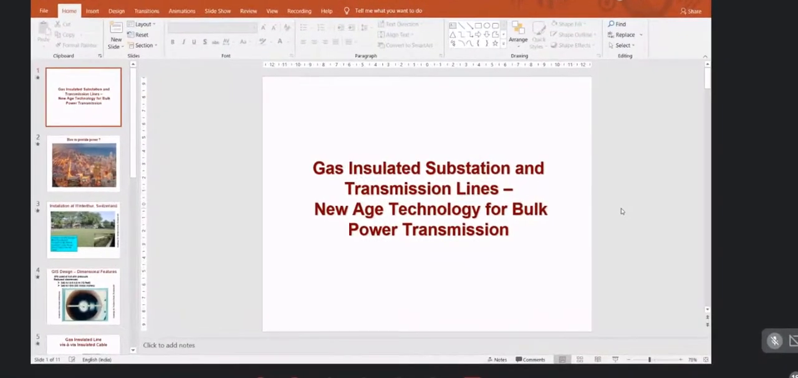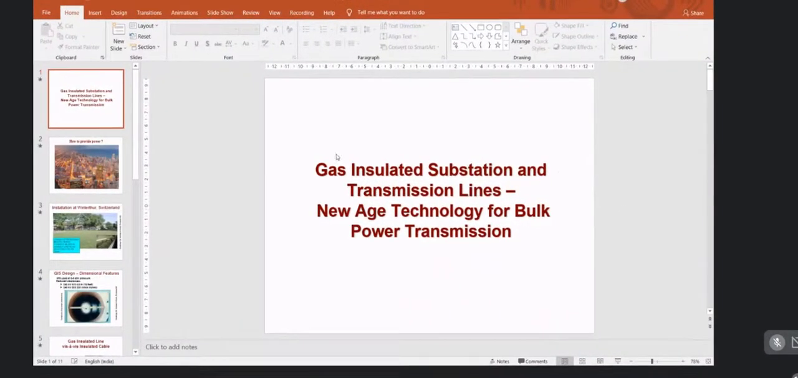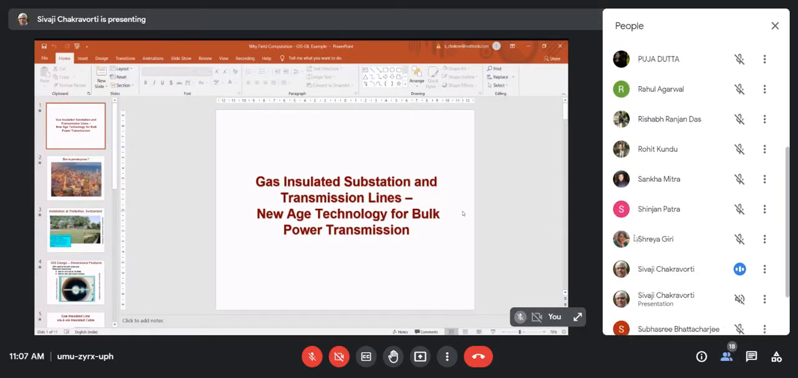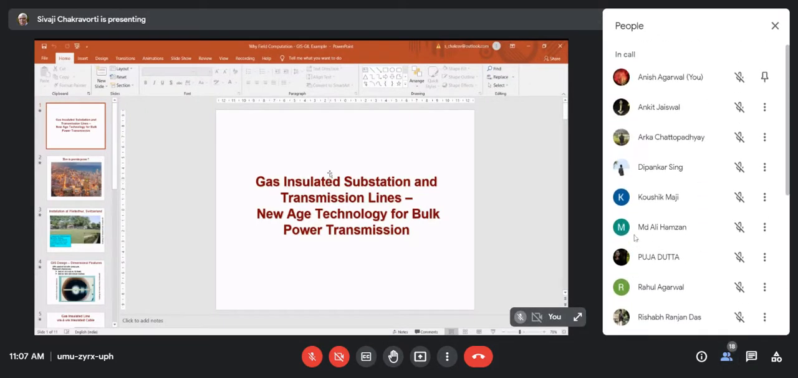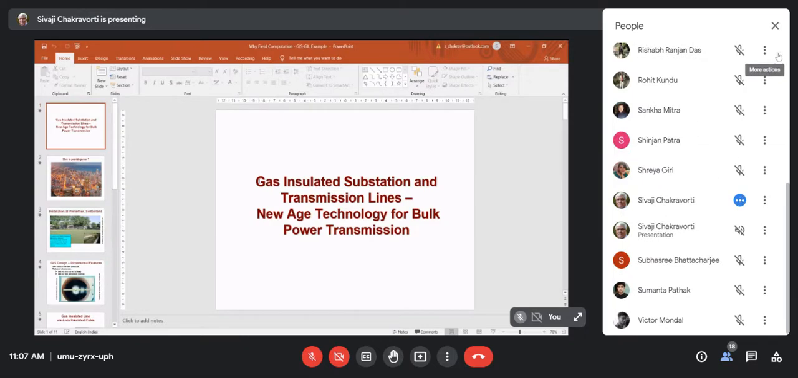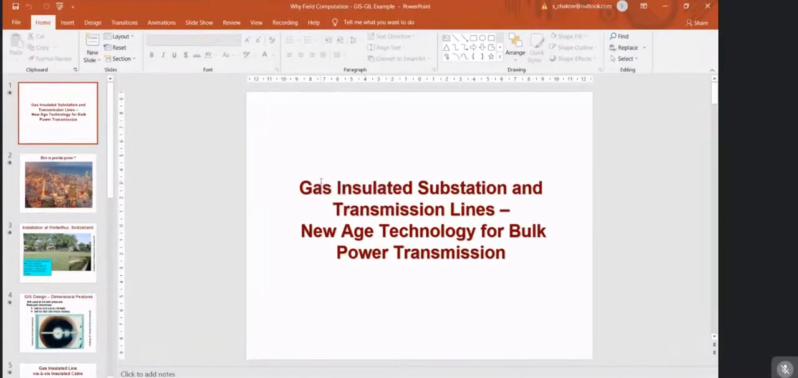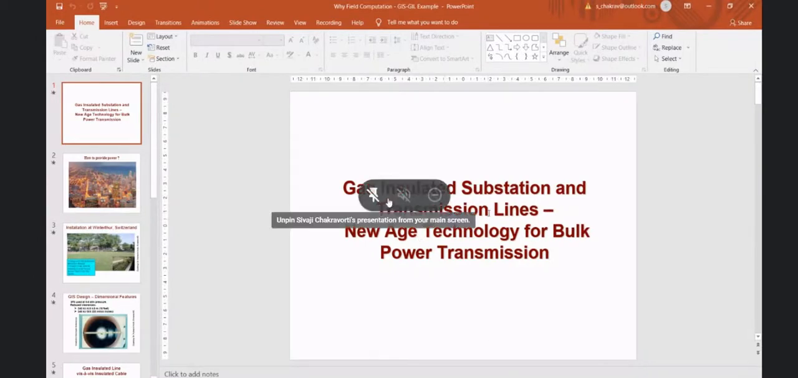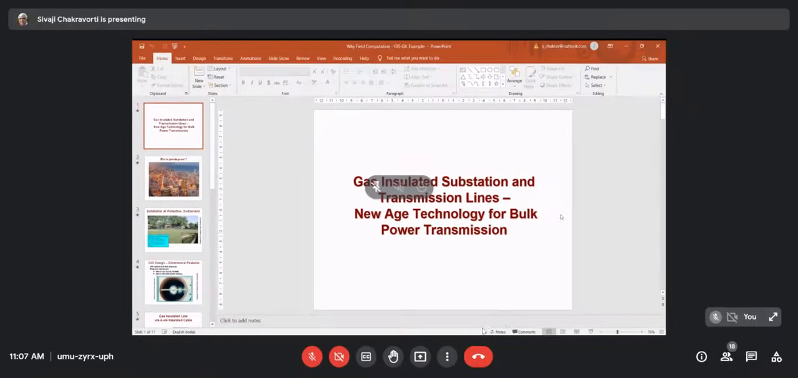So I will explain the importance of field computation with this example, which is a very, very practical example and very important for power technology today. This is something that you might have heard called gas insulated substation, in short GIS. And now there are also gas insulated transmission lines, GIL in short. These are called new age technology for bulk power transmission. They are not for simple 100 kilowatt or 1 megawatt or 10 megawatt. They are for very large power transmission of the order of gigawatt.